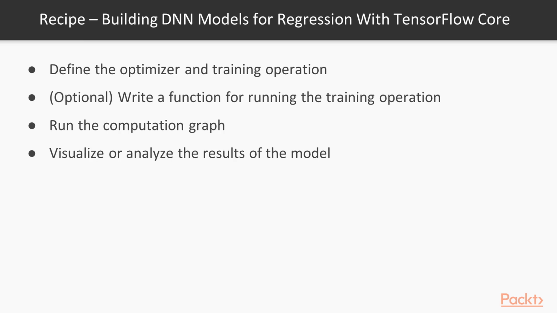Step 7 is optional, but I recommend writing the function for running the training operation for each epoch. And step number 8 is to run the computational graph, and then the final step is to visualize and analyze the results of the model. So if you follow this recipe, you will be able to solve almost any regression problem using TensorFlow Core. Okay, so in this video, we provided a recipe for building a deep neural network model for a regression task.